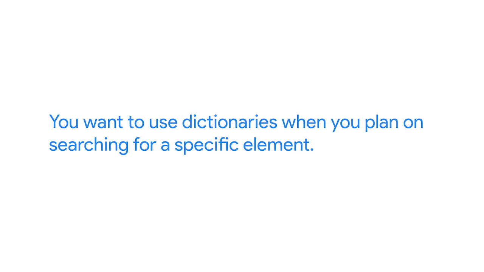Amazing! But this isn't true for lists. If you've got a list of 10 elements and you need to check if one element is in the list, it'll be a very fast check. But if your list has 10,000 elements, it'll take significantly longer to check if the element you're looking for is there. So, in general, you want to use dictionaries when you plan on searching for a specific element.